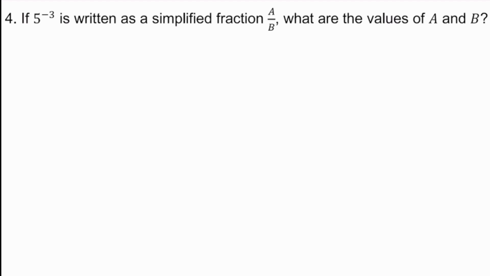Right, next, if 5 to the negative third is written as a simplified fraction a over b, what are the values of a and b? Okay, so this is a problem that definitely works better for multiple choice, but I wanted to make it a little bit different. So I had to come up with this a and b thing.